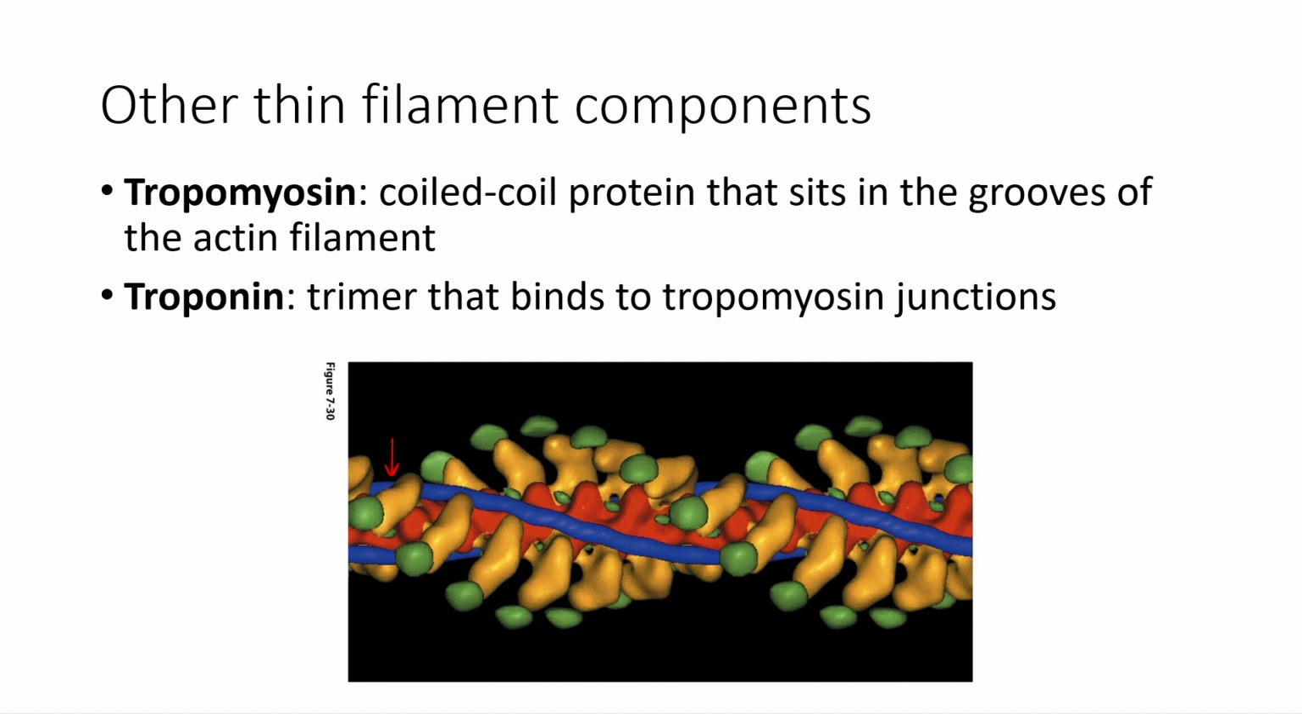And the way it's moved away is by another component called troponin. Troponin is a trimer, and it sits on the ends of the tropomyosin molecules on the junctions. When it gets a signal due to nerve impulses, a signal from the brain, it allows the tropomyosin to move off of that part of the actin filament and allows the myosin heads to then bind to the actin, which ultimately allows the muscle to contract.